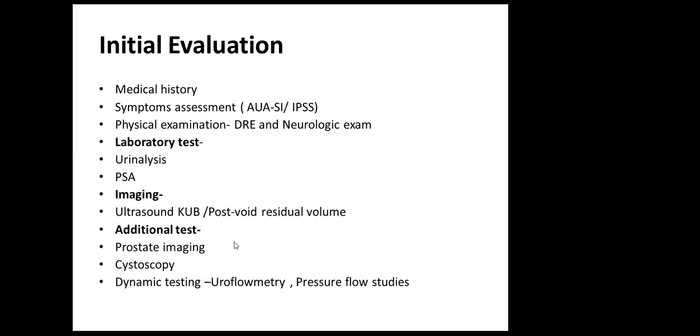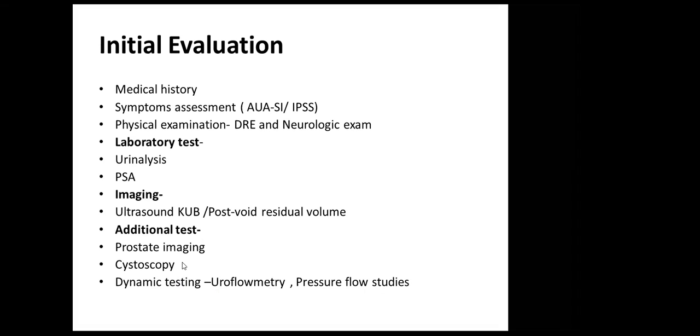And additional tests such as prostate imaging, transrectal ultrasound, are not needed for the diagnosis. It is indicated only in the treatment choice of BPH. In certain cases, like the use of 5-alpha reductase inhibitors, before starting it, the urologists need the prostate volume, which is directly indicated by the transrectal ultrasound.